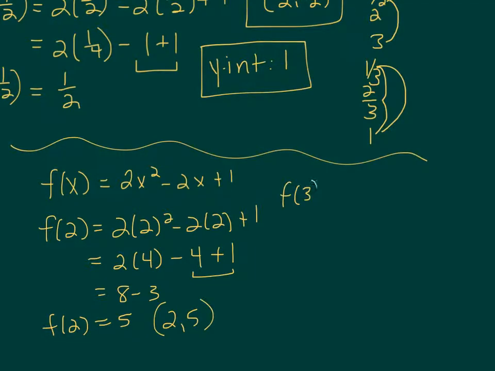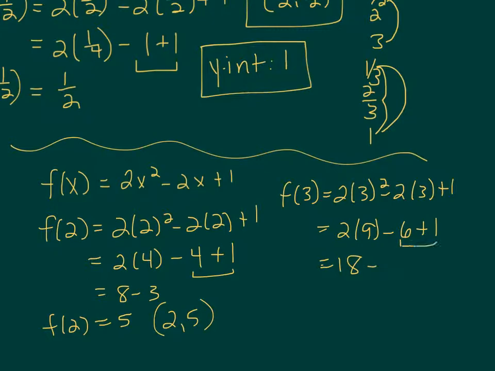Go ahead and find f of 3 here, so it'll be 2, not 3. 2 times 3 squared minus 2 times 3 plus 1. Square first, 2 times 9 minus 6 plus 1 equals 18. That's ugly. Okay, 18. These two together is -5, and 18 minus 5 is 13. So f of 3 is equal to 13.